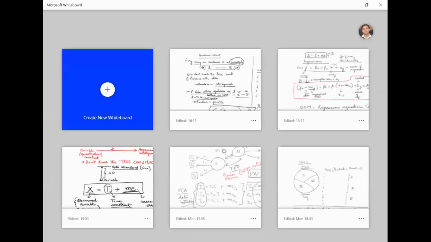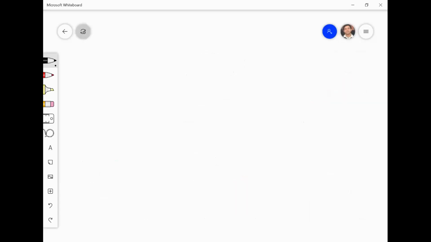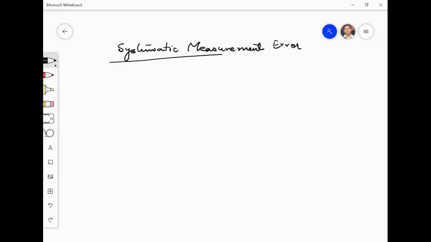There is another kind of measurement error which we call systematic measurement error. So one is random measurement error, another one is systematic measurement error. Now what happens with systematic measurement errors? Systematic measurement errors are errors that have a definite pattern in a particular direction.